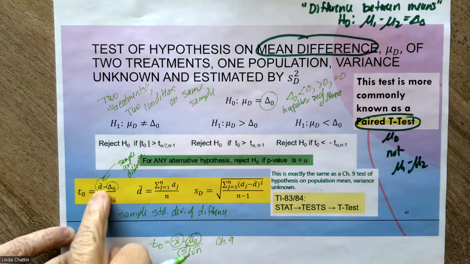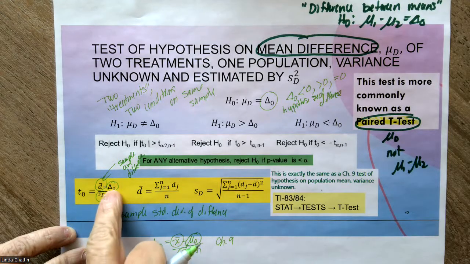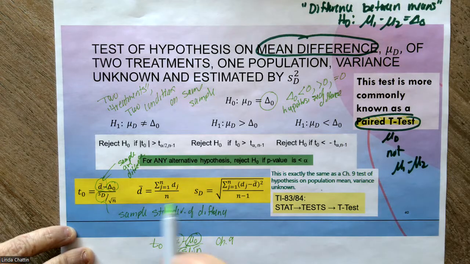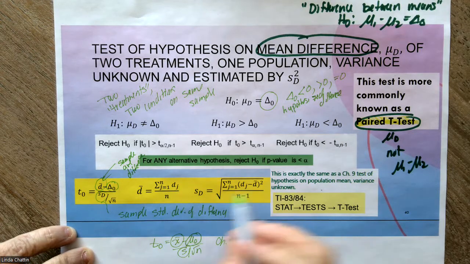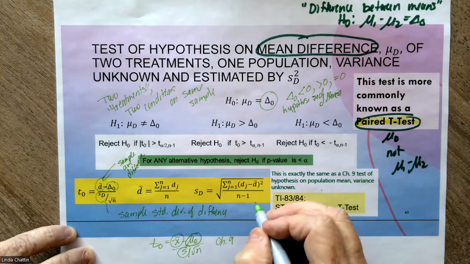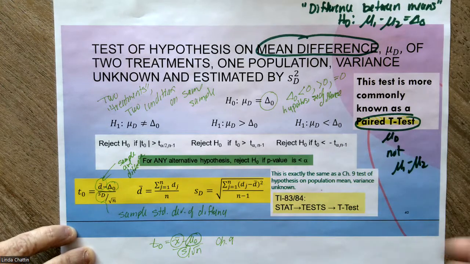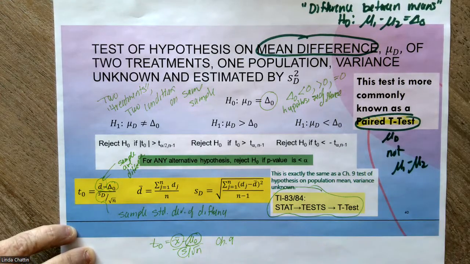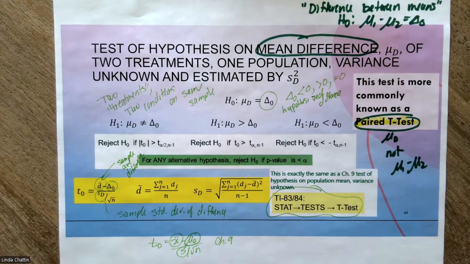So d bar is like x bar. Delta naught is like mu naught. s_d is like s, and n is just the sample size. These computations are the same computations: we had x bar equals the sum over every x_j, and the sample standard deviation for the chapter 9 material was the sum of x_j minus x bar squared. So it's the same formula. What's really great about the paired t-test is that you already know how to do it, and it is just a regular t-test from chapter 9.